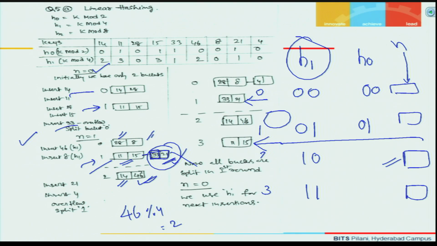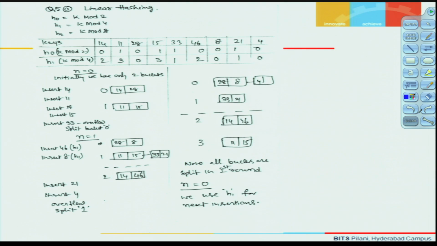But we split the buckets in a specific order, independent of the collision. The bucket where the collision occurs is not the one we split; the bucket that we are going to split is the one which is indicated by the variable n. That should be kept in mind. That is a very important point.